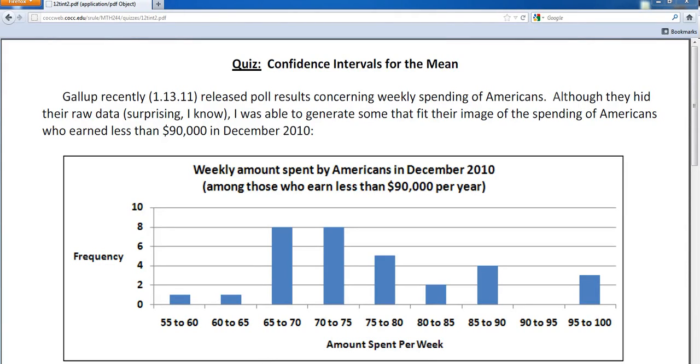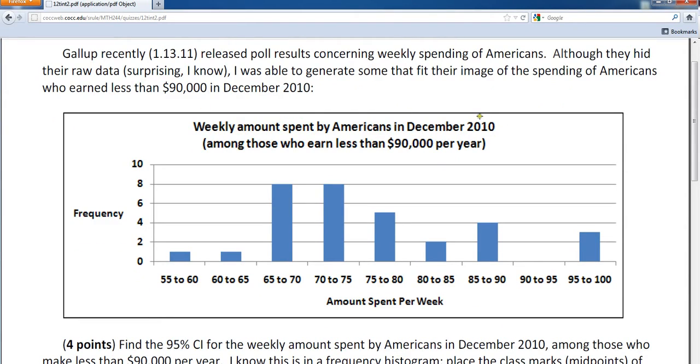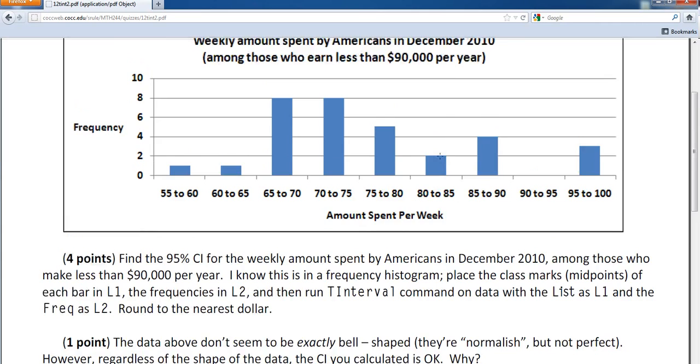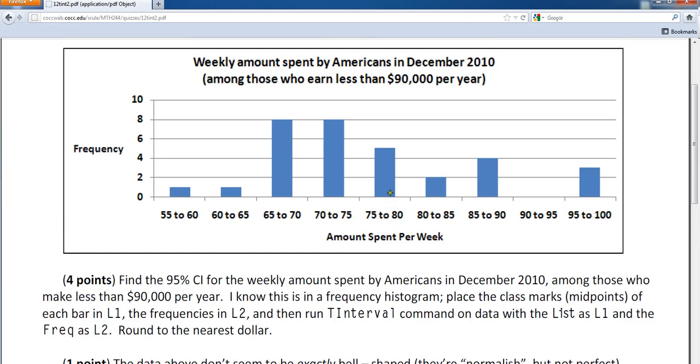Hey everybody, the purpose of this video is to walk us through some solutions for our confidence intervals, T intervals, for an average weekly amount spent by Americans in December 2010. The data is a little bit old now, but not the biggest deal. It's not so much the age of the data as it is the analysis. If we were trying to make predictions based on this, it'd be a different story, but it's just techniques. When we're learning how to make a T interval, it doesn't really matter that the data is 3.5 years old.